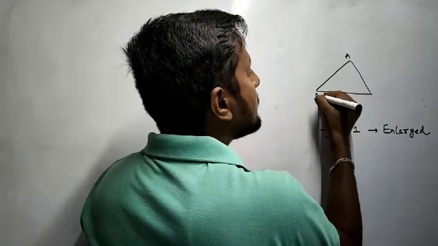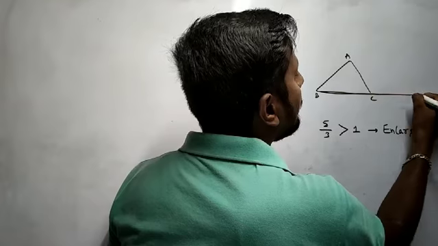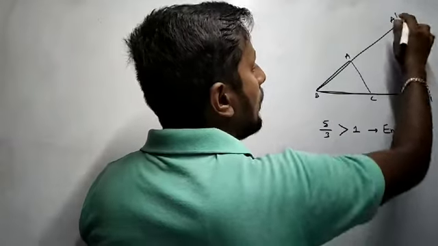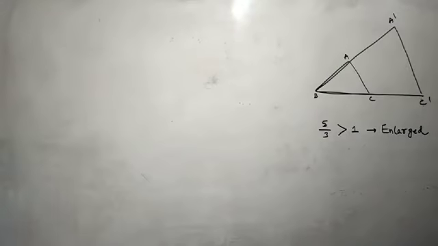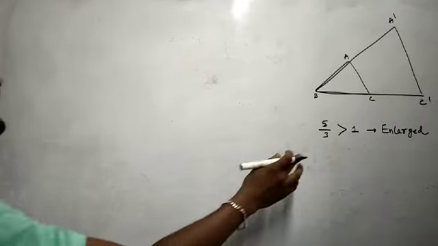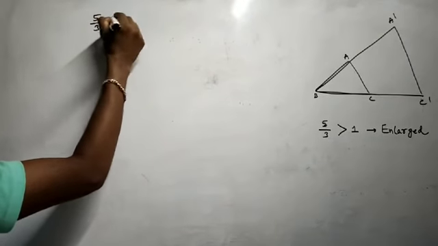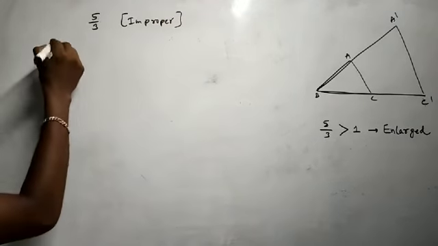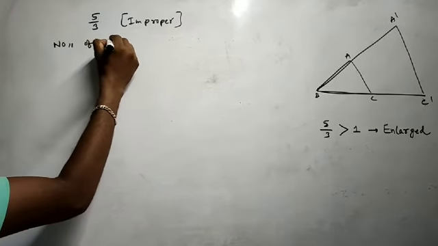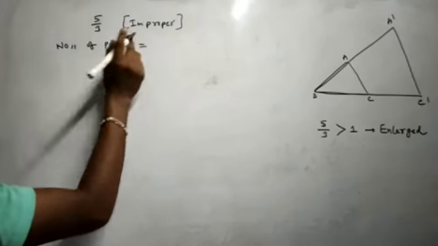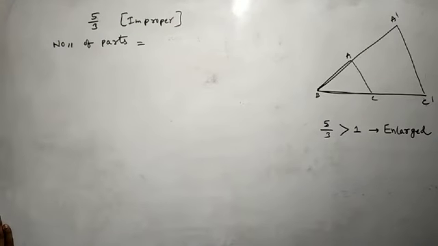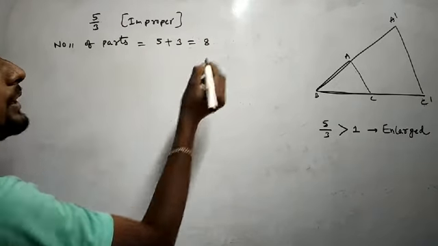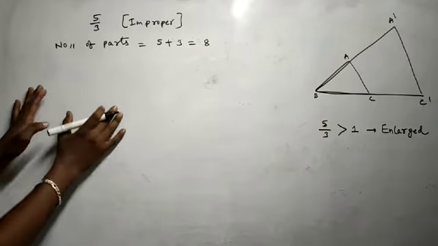If we take just the ABC diagram, our required diagram will be A dash, B, C dash. 5/3 is an improper fraction, which means the denominator is smaller than the numerator. So what do we do about the number of parts? If the denominator is larger, no problem. But if the denominator is smaller, we should add numerator and denominator. 5 plus 3 is equal to 8. Now we'll start the construction.